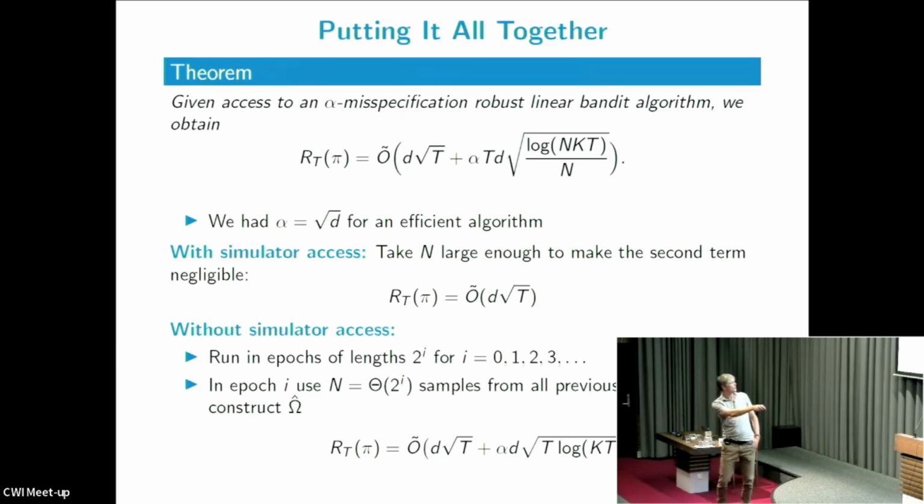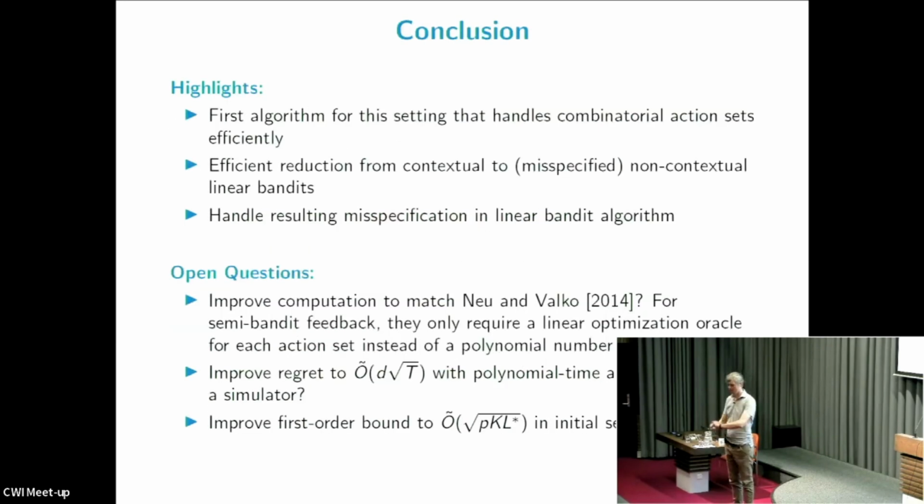Yeah, like this, and then alpha was d to the half, so that's why you get d to the 1.5 in the end here, and also this log factor. All right, so that's it. The idea is we're able to handle combinatorial problems computationally more efficiently. The idea is this reduction, for which we needed a linear bandit algorithm that can handle the misspecification.